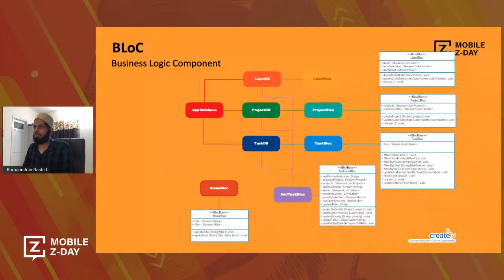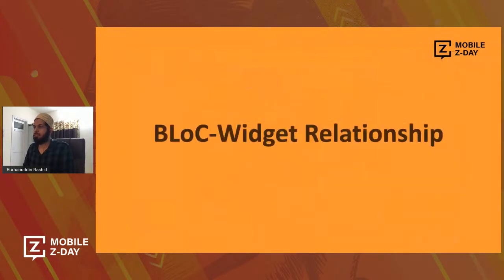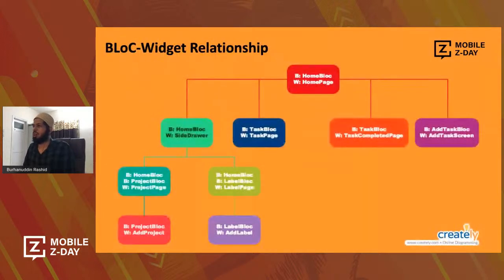So this is how the app structure is. Now let's understand the block widget relationship here. So this is how the relationship is defined. On the top, we have a home page where we define the home block, and then for each task we have defined it. There are different blocks, and each will have their own block there. Same for the add label and project block for that.